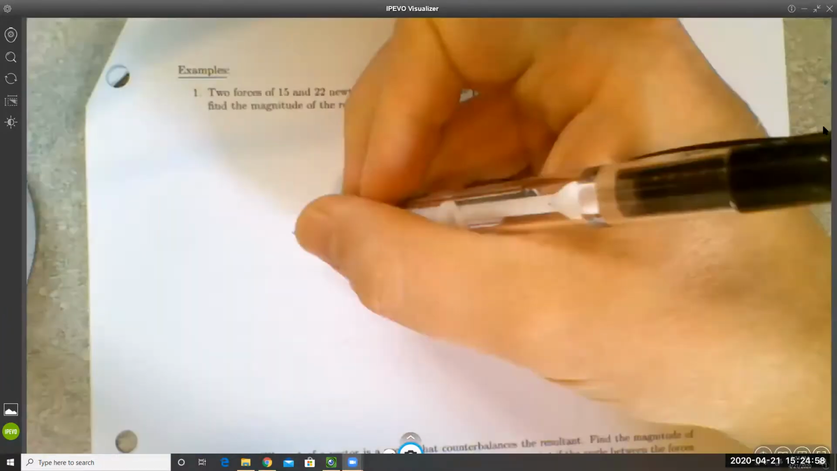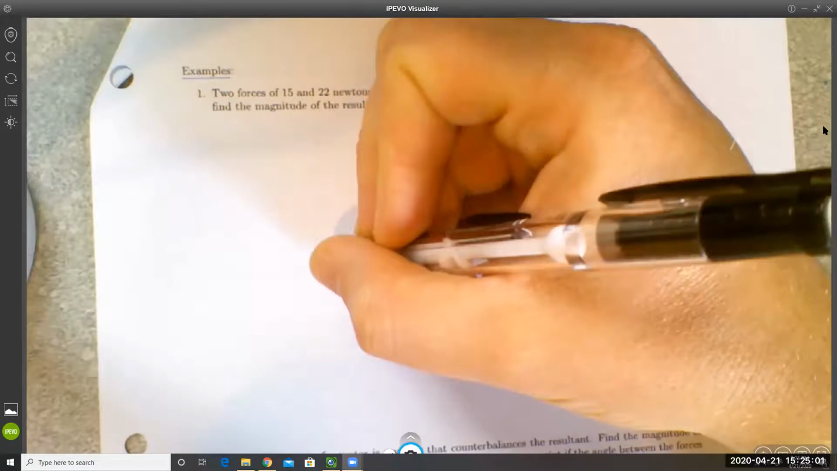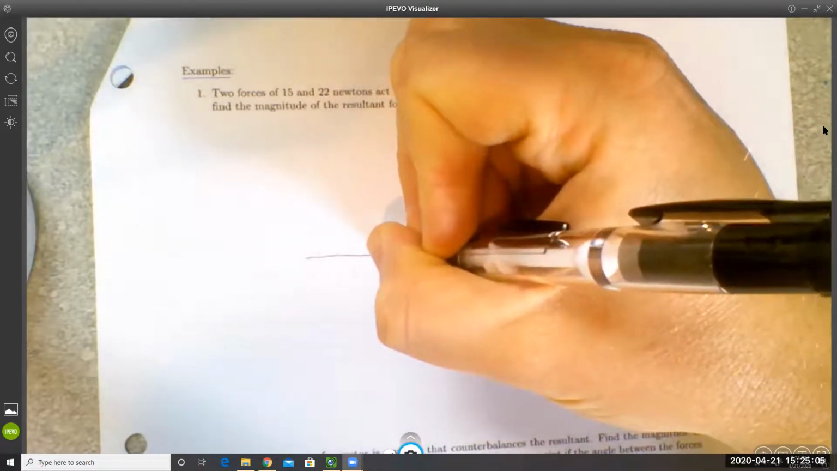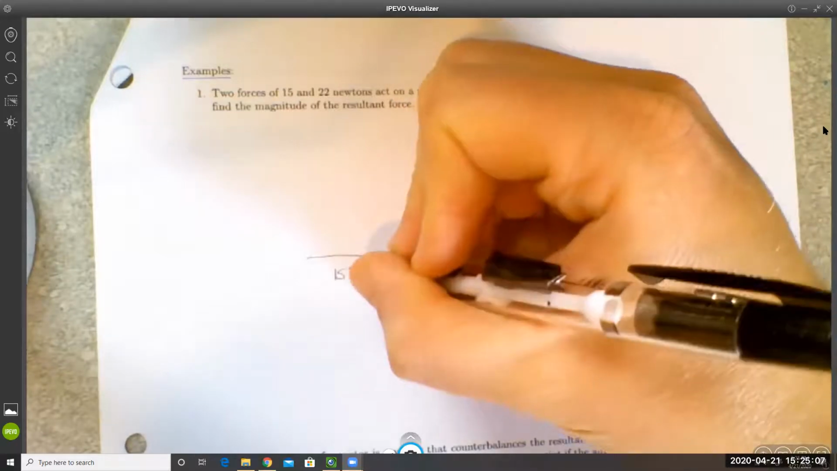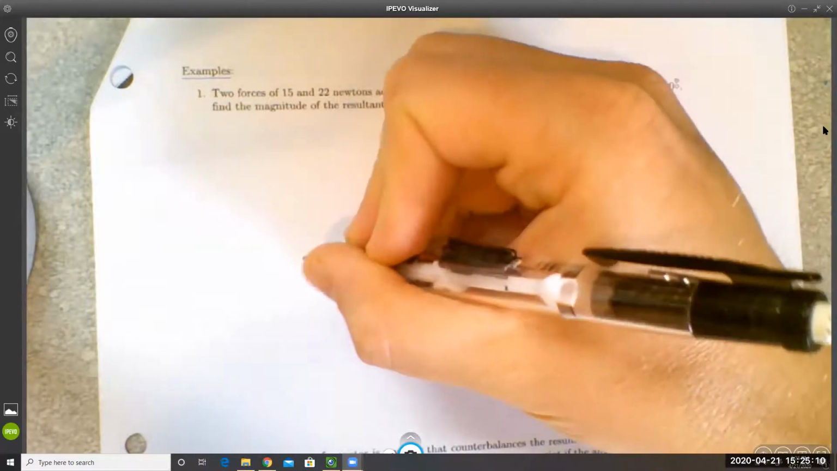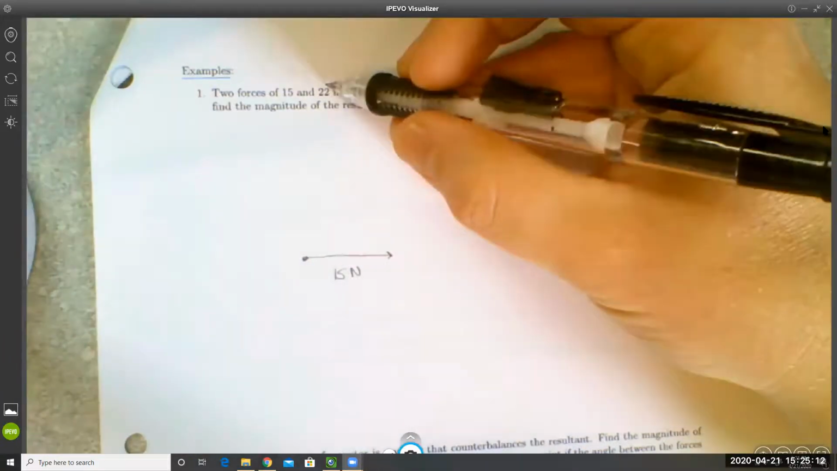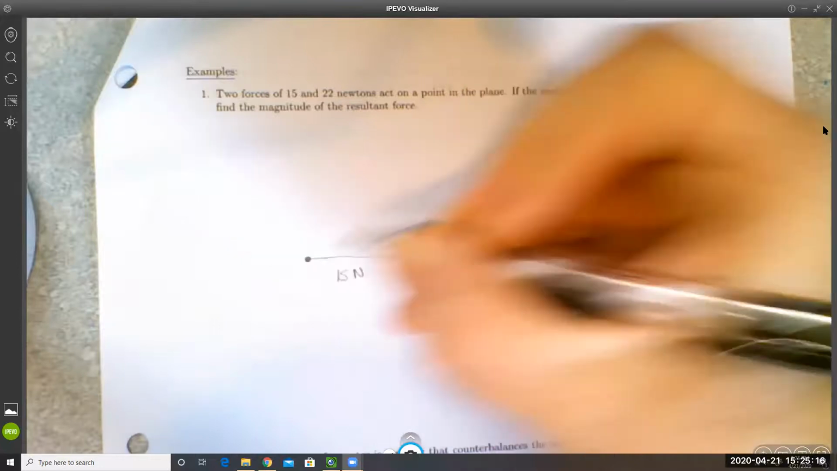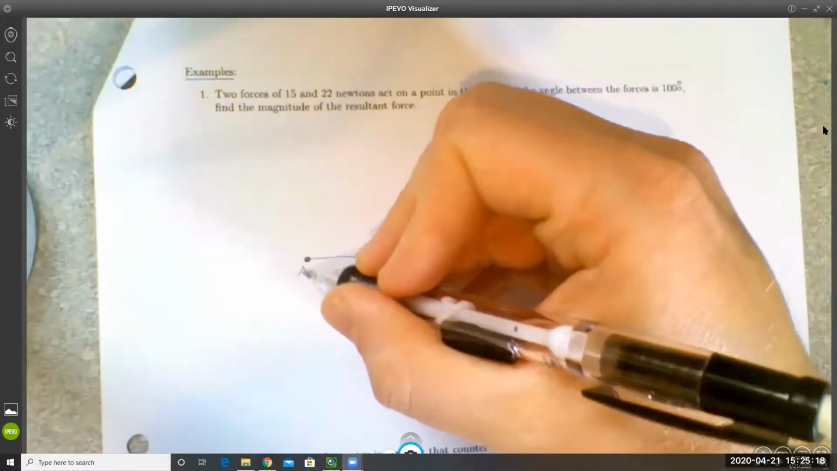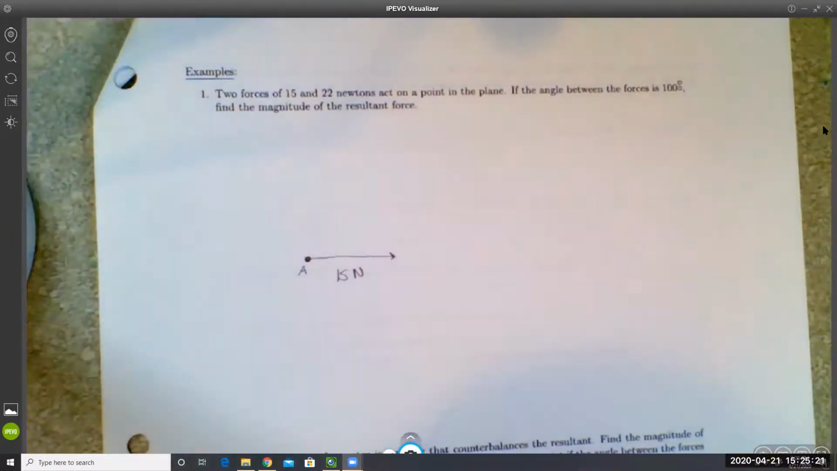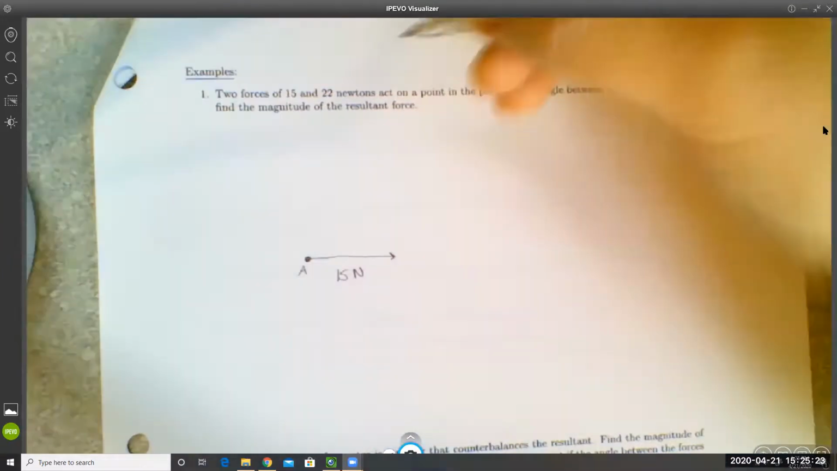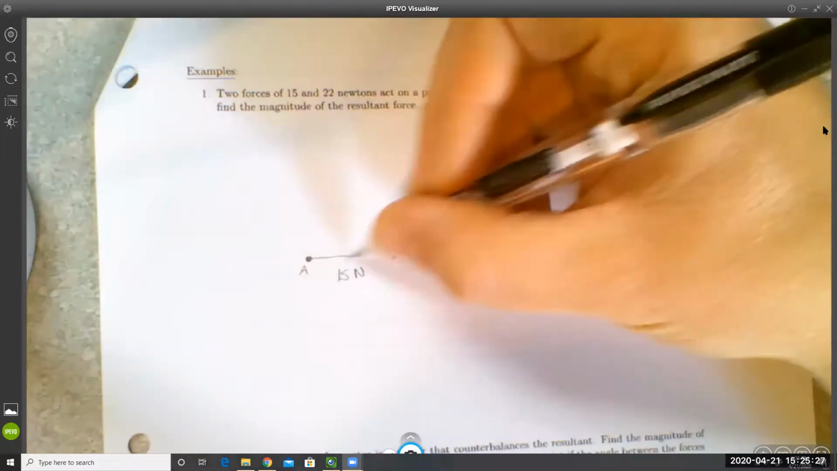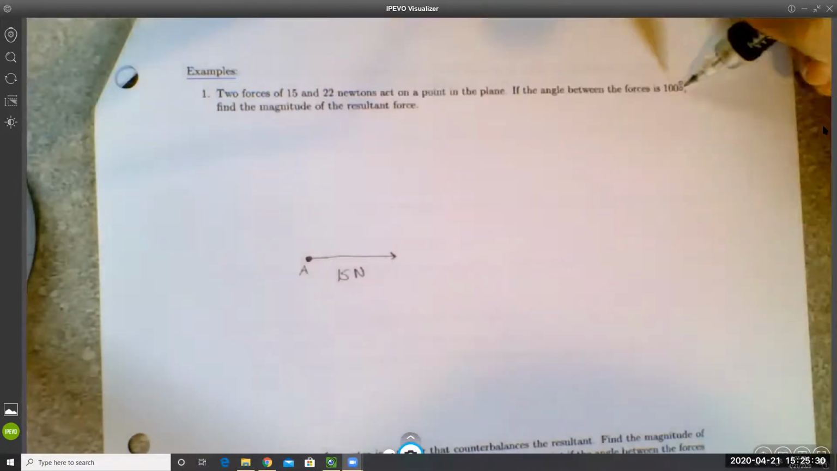I'm going to start to draw a picture here. So I'm going to say that this is my 15 Newton force. And then I have another 22 Newton force acting on this same point. We could give that point a name. I don't know if it's really important. Maybe I'll call it point A. So we have another force, 22 newtons. And the angle between this first force and this other force is 100 degrees.